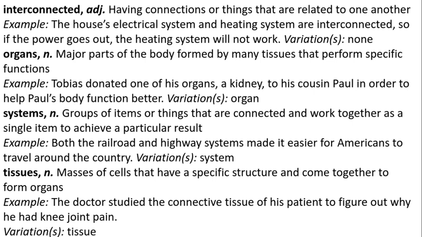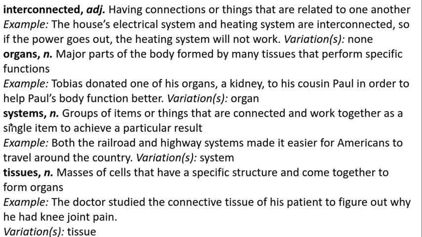Then we have the word interconnected. This is our word of the day, interconnected. What words do you hear in the word interconnected? It's an adjective and it means having connections or things that are related to one another. For example, the house's electrical system and heating system are interconnected. So if the power goes out, the heating system will not work. Interconnected. Then we have organs, which are nouns, they're things. They're major parts of the body formed by many tissues that perform specific functions. There's that word functions again.